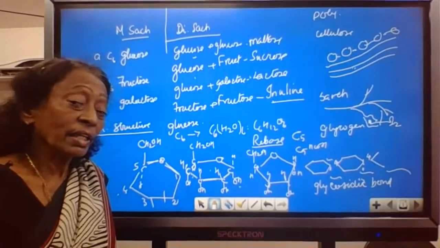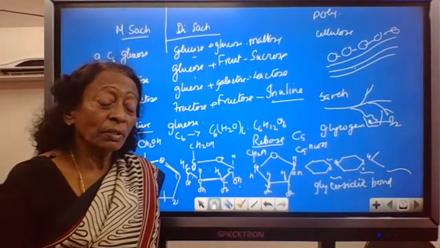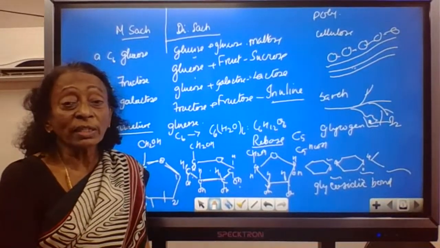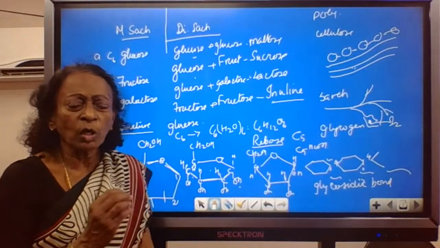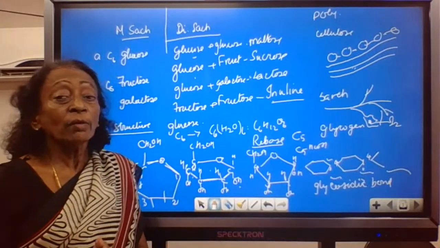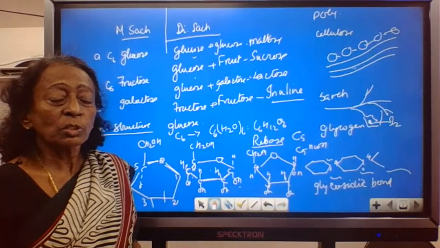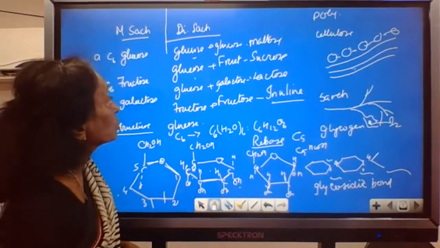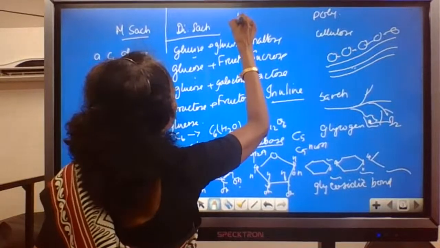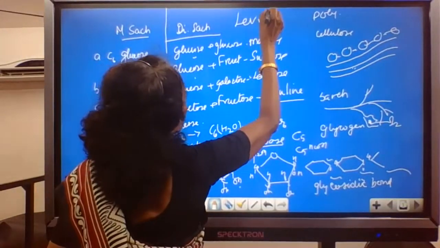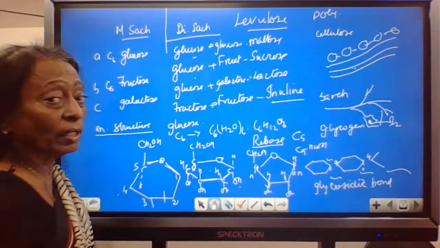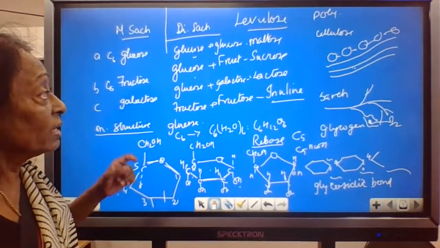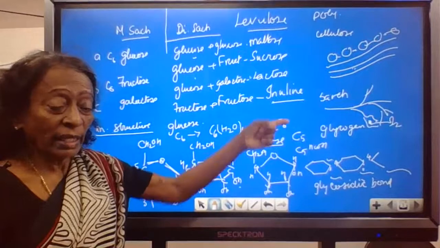In other words, they can ask you one more generally about the sugar which we use, the sweetener. The sweetest sugar is called levulose. The smallest and sweetest is levulose. That's called levulose, the smallest and the sweetest sugar. Alright. Now they can give you the name of that.